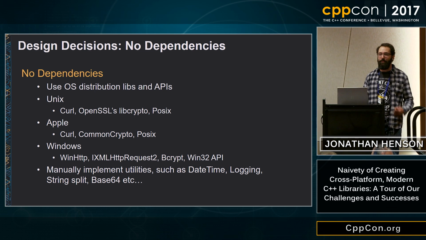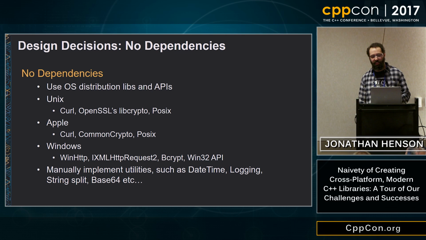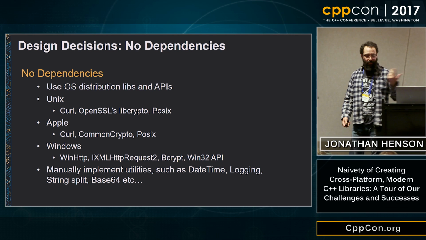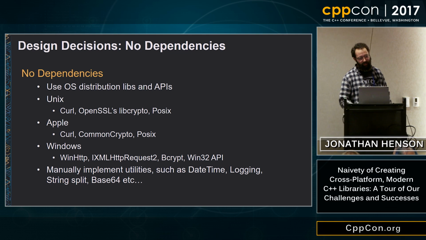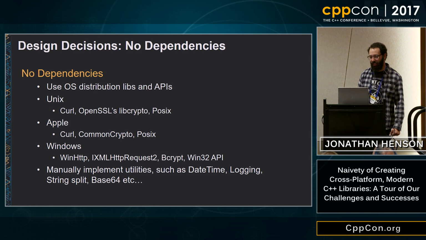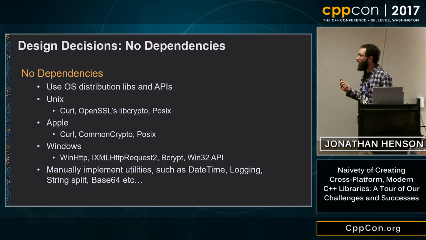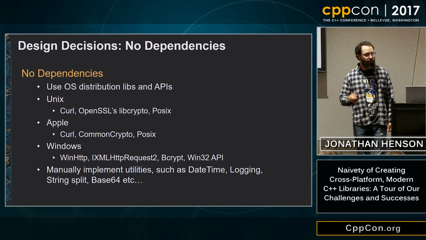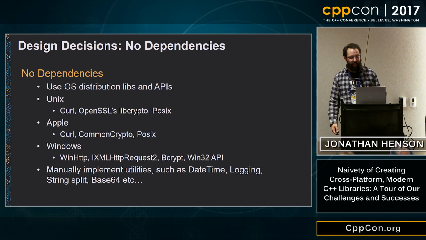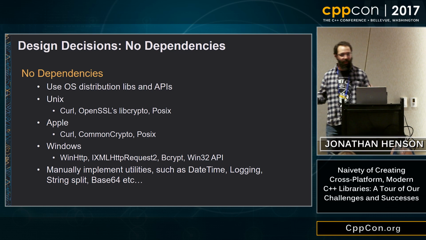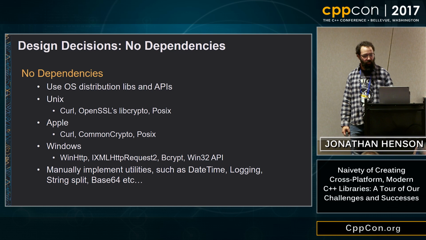And then we decided to manually implement utilities such as datetime, on top of standard chrono, of course, logging, string split. There's been a lot of talk about string splits this week. Base64 encoding, hex encoding. Most of these things take 30 minutes to write and write a unit test for it and verify it's correct. So we just went ahead and bit the bullet and did it there and decided a dependency was not worth it.